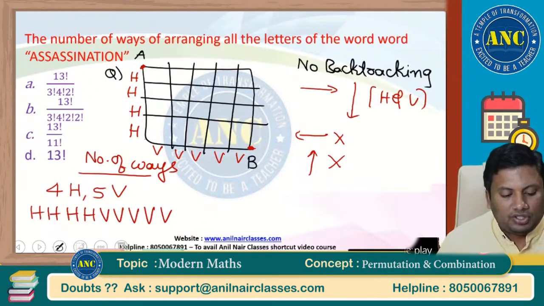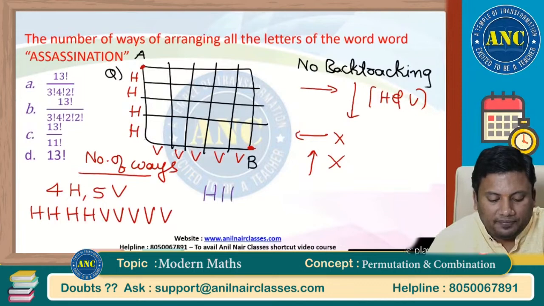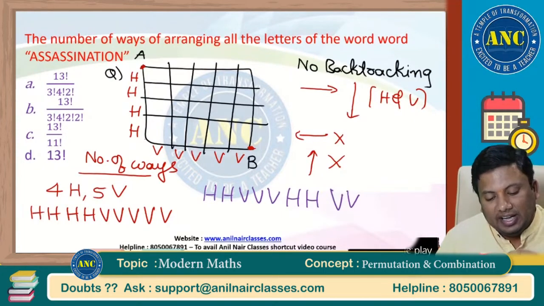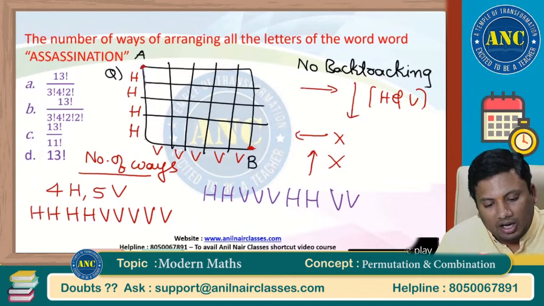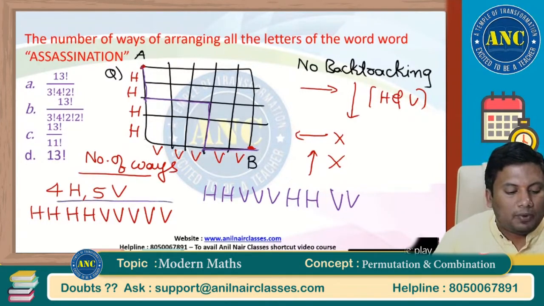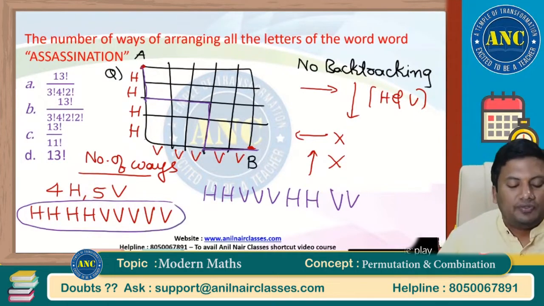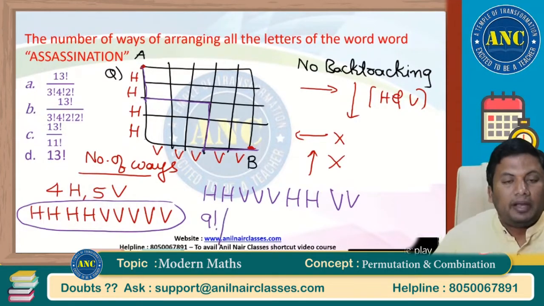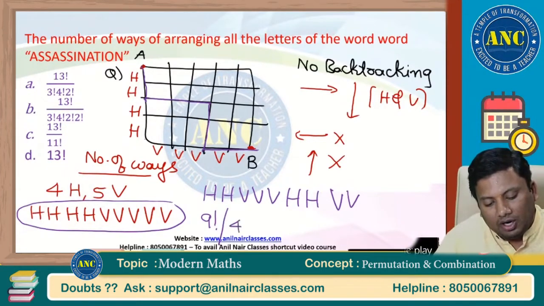Let me change the position. 2 horizontal, 3 vertical, again 2 horizontal, again 2 vertical. Let me check whether he is reaching the destination. He is also reaching it. That means all the possible arrangements of this kind will give me the answer. Totally how many are there? 9 factorial by 4 factorial into 5 factorial, with 4 horizontal identical and 5 vertical identical.